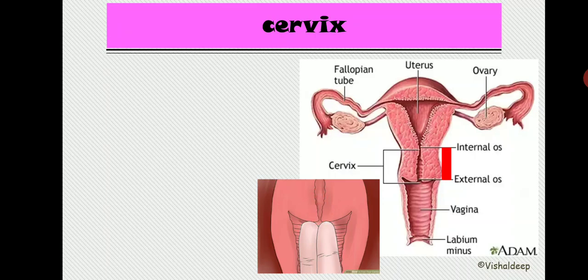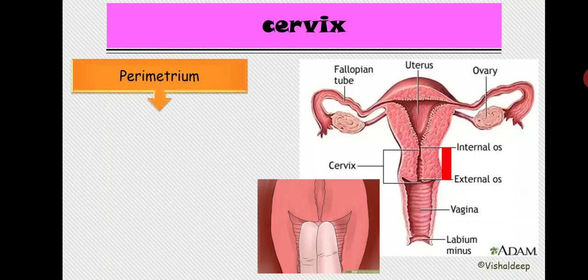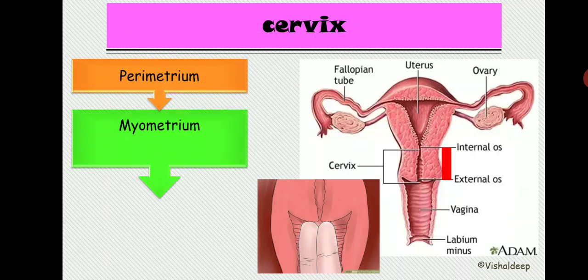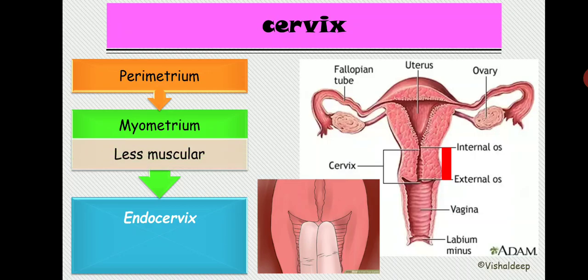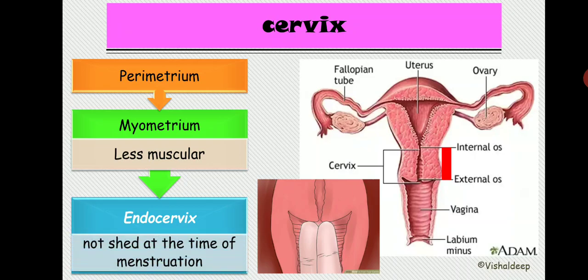Alright. So the cervix also has the same layers as the uterus. It has a perimetrium made up of serosal layer. It has a myometrium made up of musculature, but it has less muscle. And the last one is the endometrial layer, which is known as the endocervix. And the endocervix is not shed at the time of menstruation, while in the case of the uterus, the functional layer of the endometrium gets shed off.